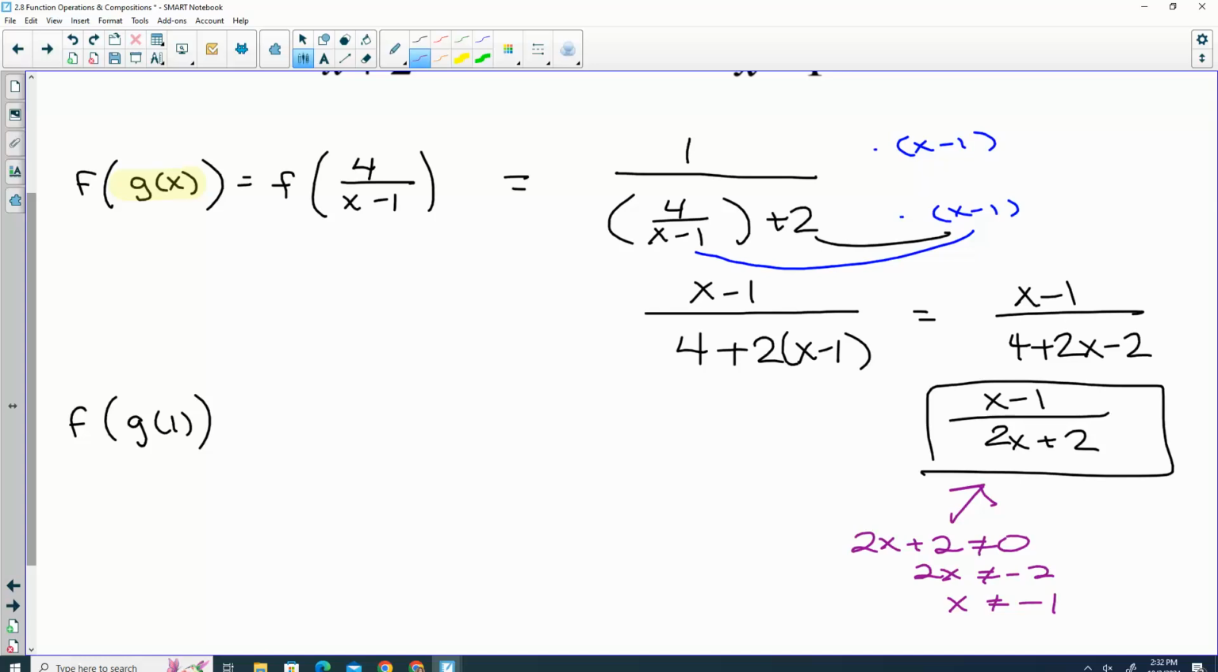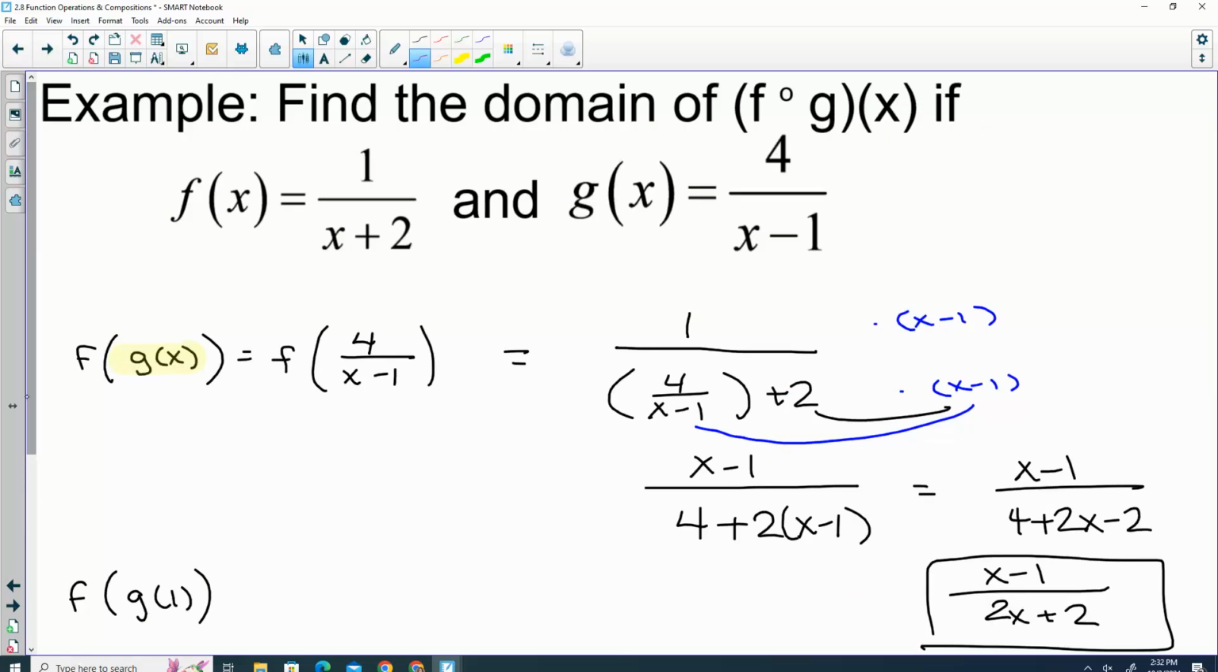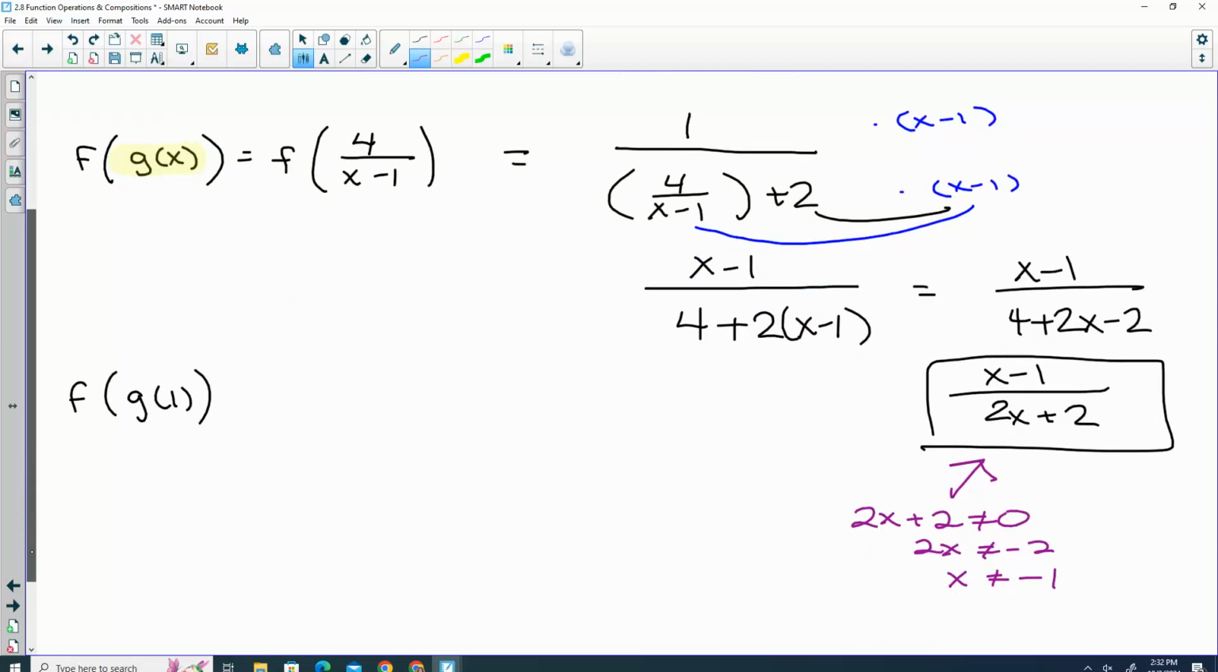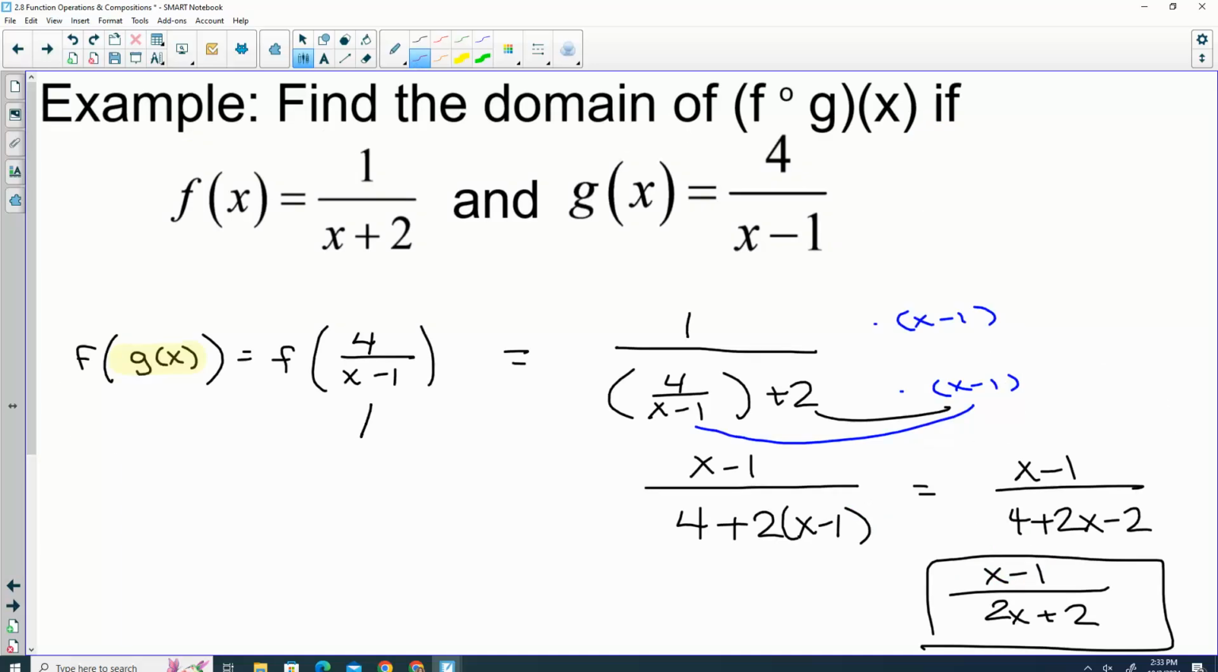Okay, what if I asked you to do f of g of 1? That says first you have to plug 1 into g. Can you plug 1 into g? No. So if I'm only looking at the final answer, is it going to tell me that? It's not. But if I look back at this original one right here, that's where I see that my x minus 1 can't be 0. So x cannot be 1.